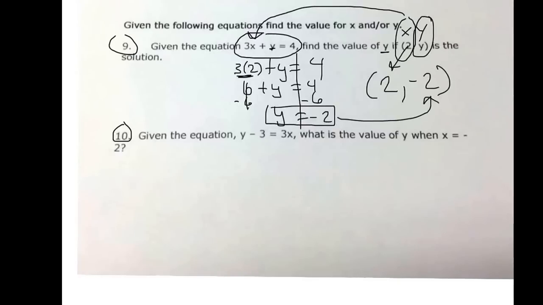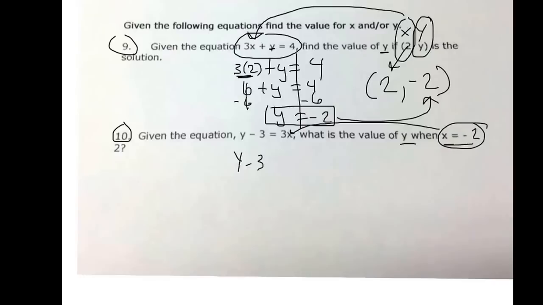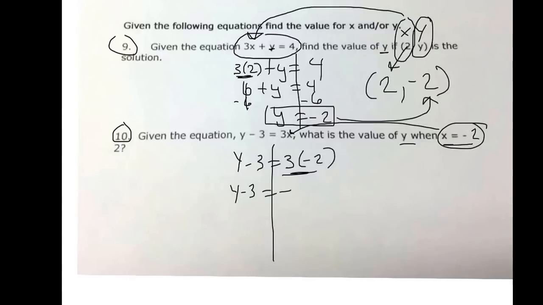Number 10 is a very similar problem. It says given the equation y minus 3 equals 3x, what is the value of y when x is negative 2? The negative 2 got pushed down to the next line. So again, we're given the x, so we're going to take it and plug it in right there. So it'll say y minus 3 equals 3 times negative 2. Draw our line down. This needs to be simplified, so I bring down my y minus 3. 3 times negative 2 is negative 6.